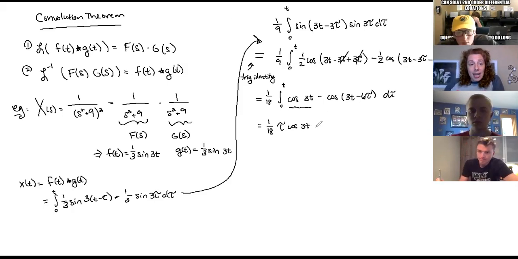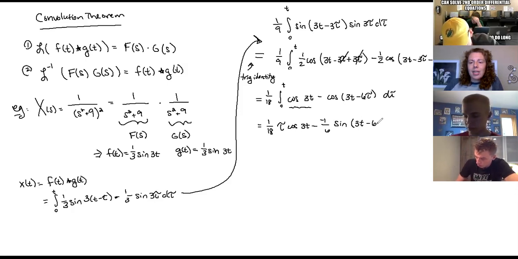Integral of cosine is positive sine, but I've got a -6 out in front here. So I need to have a -1/6 sine of 3t minus 6 tau. Think about a u substitution if you want to think about it that way. You want to let u equal the thing inside here, and then your du is -6. So you're going to get a -1/6 out in front.